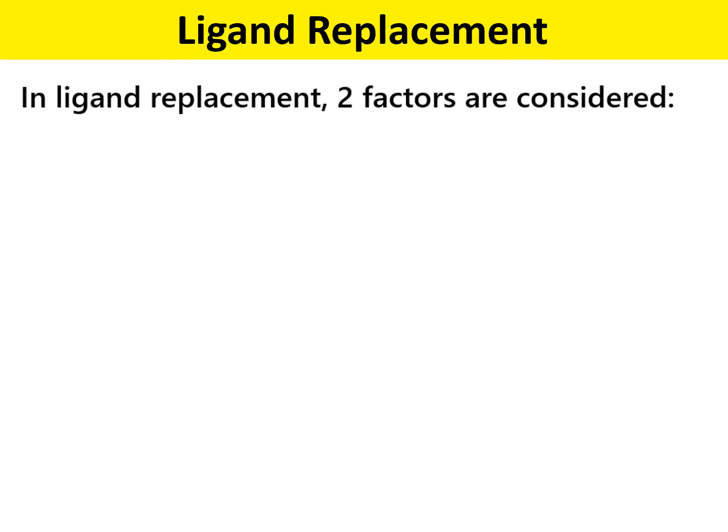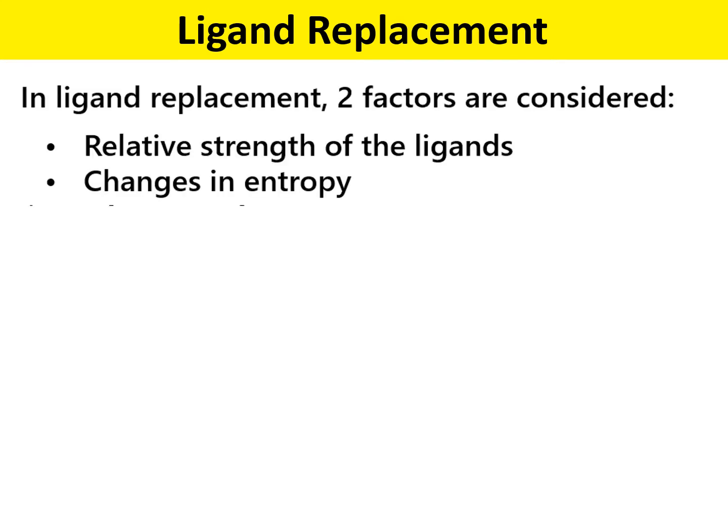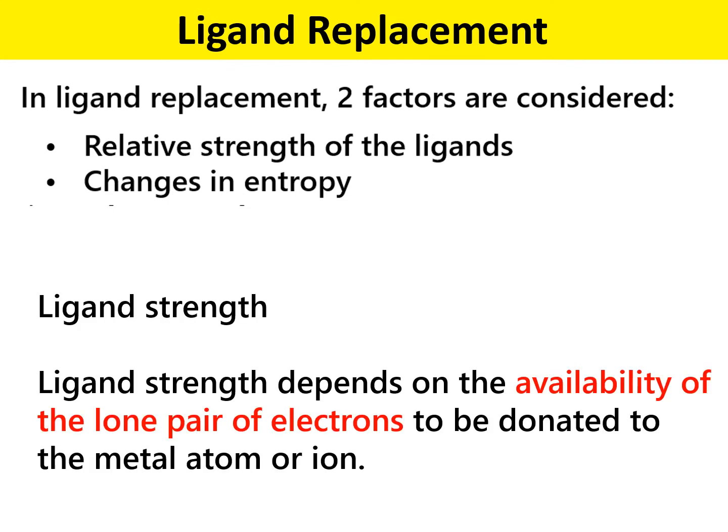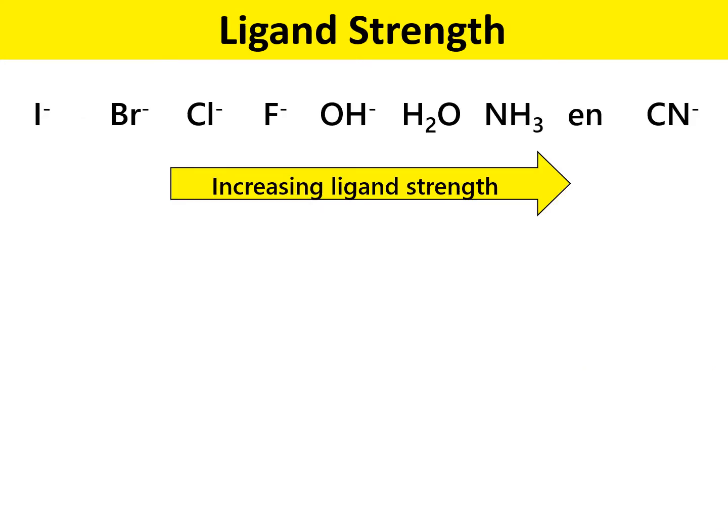In ligand replacement, 2 factors are considered: the relative strength of the ligands and changes in entropy. The definition for ligand strength is that it depends on the availability of lone pairs of electrons to be donated to the metal atom or ion. The relative strength of a ligand is shown in the diagram.